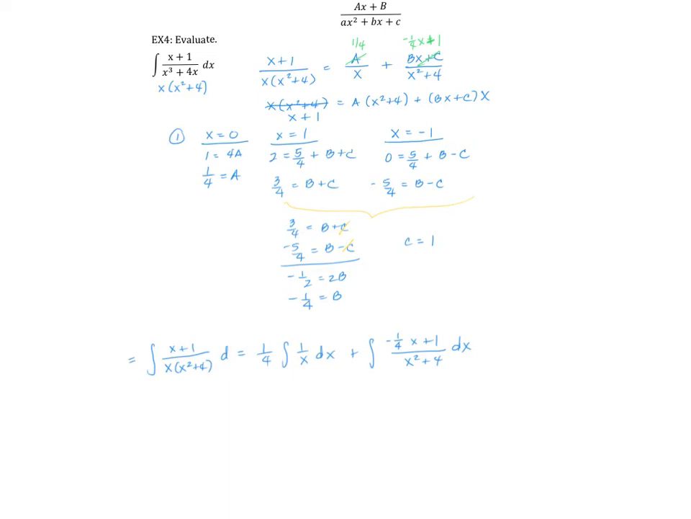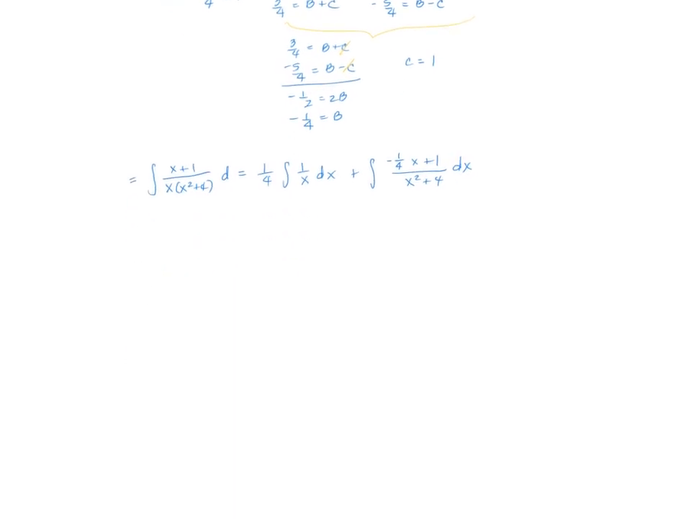Well, the first one is not a problem because that's just natural log. The second one, that's a problem. We could pull the 1/4 out. So first let's look at this first integral, because that's just going to be 1/4 natural log absolute value of x. If I do factor out the 1/4 from the numerator, this is the integral of x minus 4 over x squared plus 4 dx.